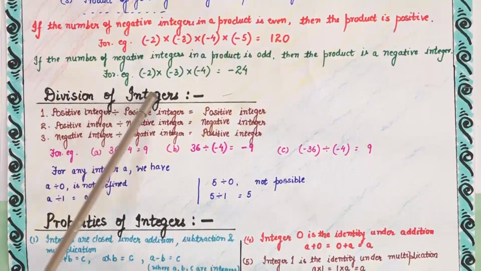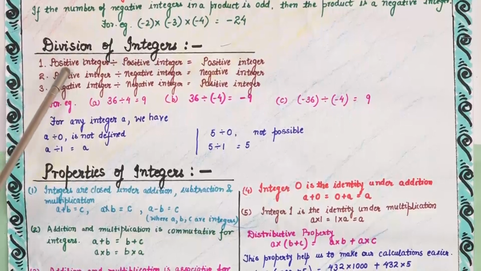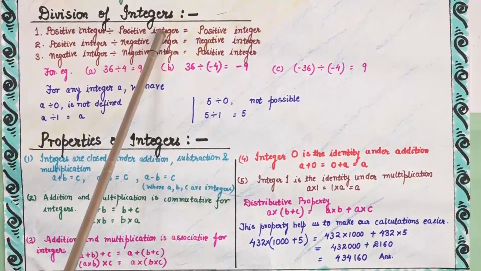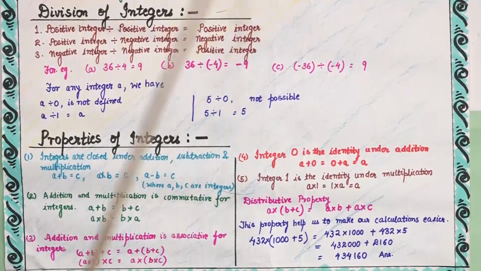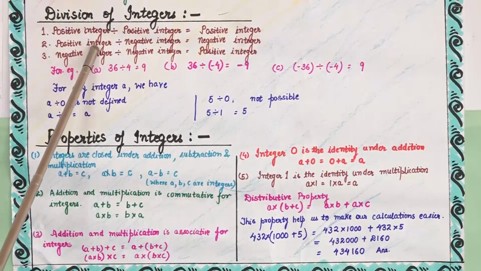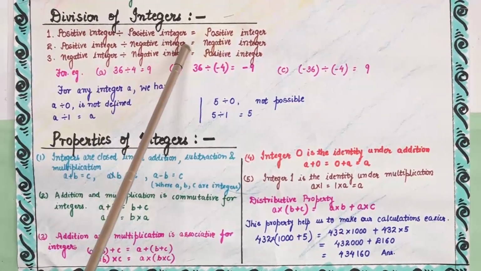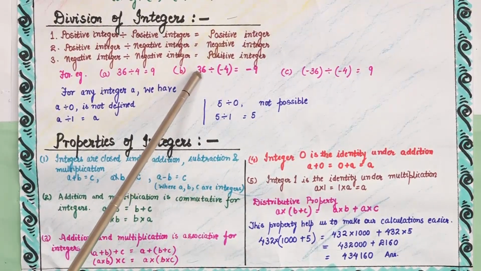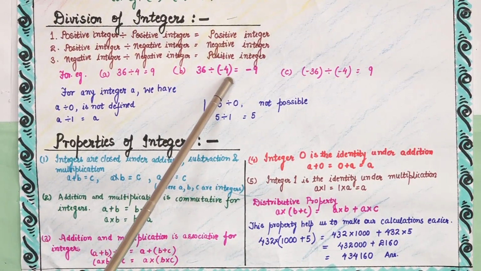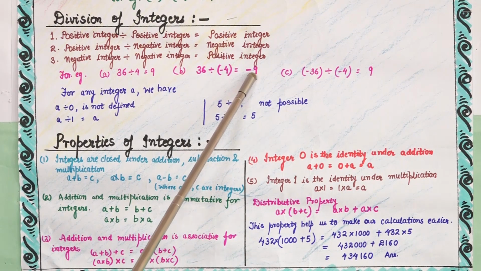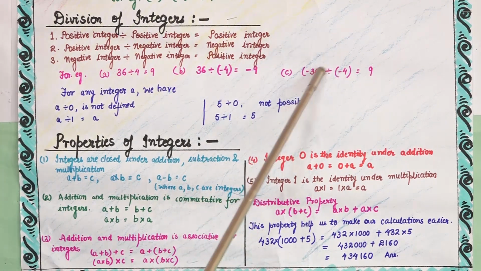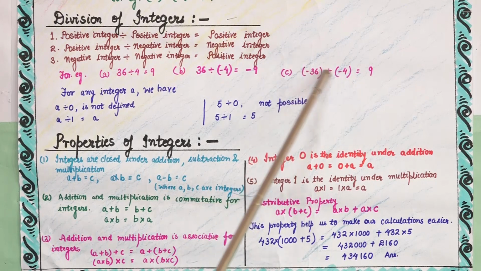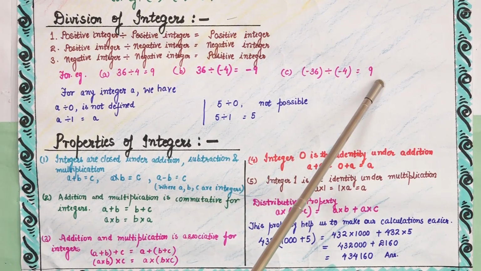Now, how to divide integers? Same thing: when we divide two positive integers, our answer will be positive. When one positive integer is divided by a negative integer, our answer will be a negative integer. See this example: one number is positive, one number is negative, so our answer will be negative. When we divide two negative integers, our answer will be a positive integer.